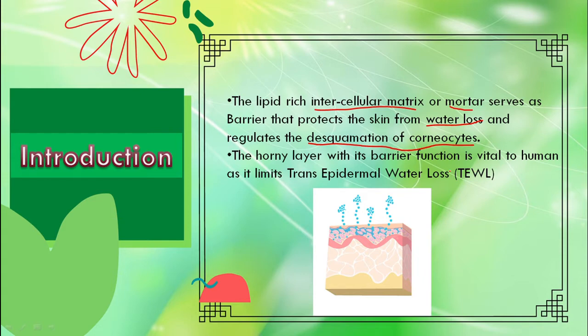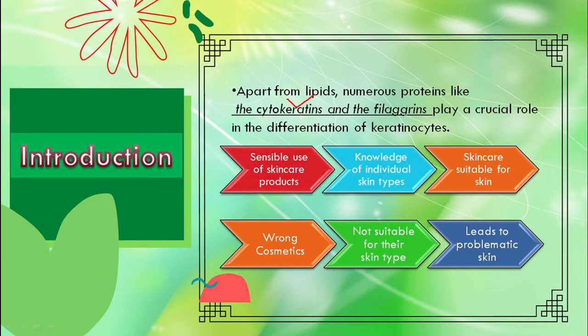Desquamation is a common condition in which the outer layer of skin is shed. In our last lecture, we have seen the structure and layers of skin. The horny layer, with its barrier function, is vital to humans as it limits transepidermal water loss. Apart from lipids, numerous proteins like cytokeratins and filaggrins play a crucial role in the differentiation of keratinocytes. We also know how keratinocytes are differentiated and how they move from the basal layer to the upper layer.